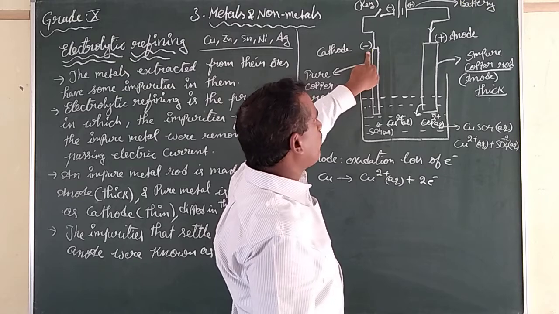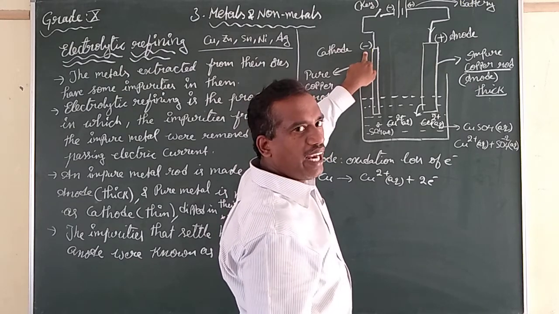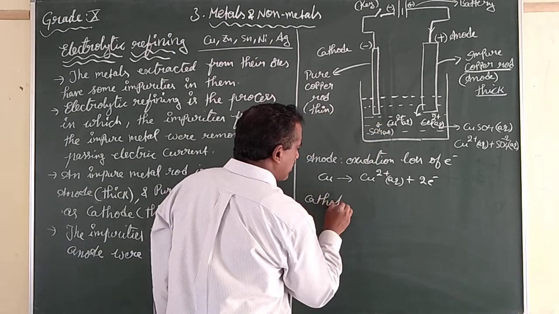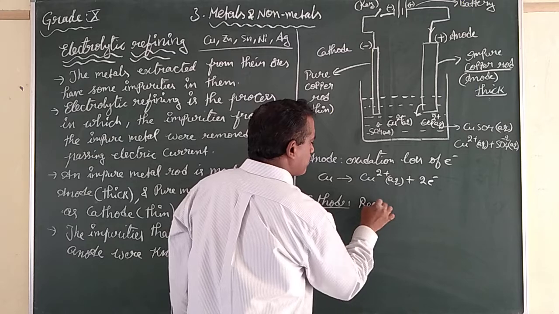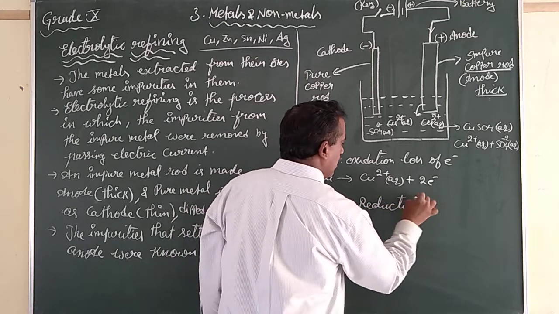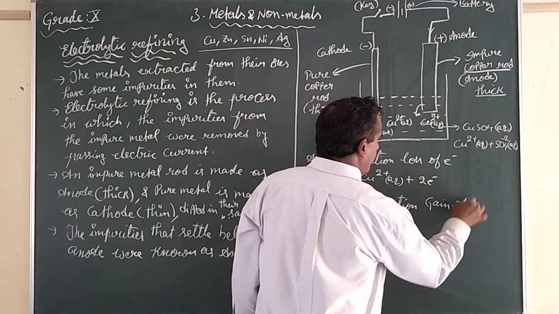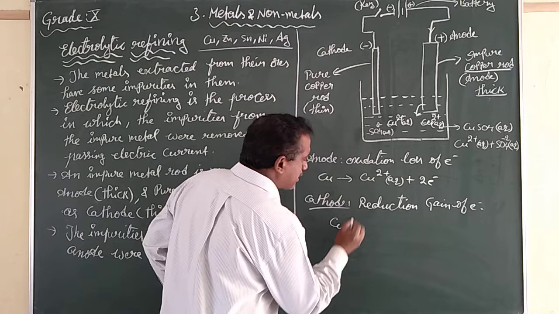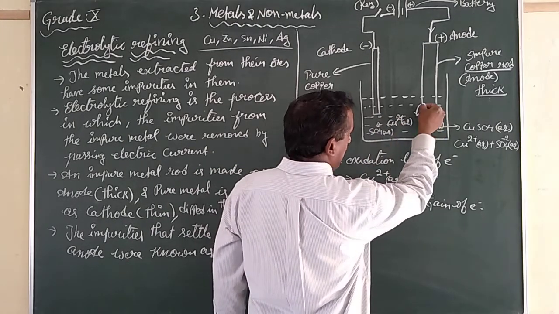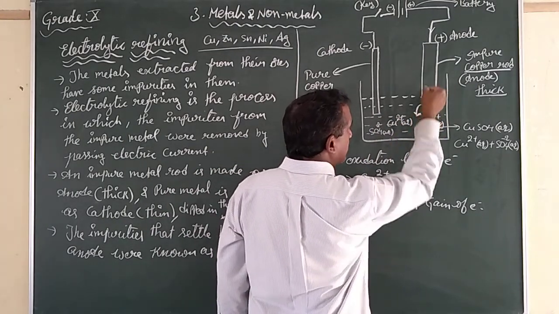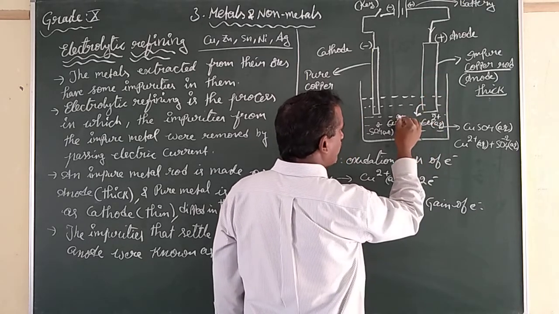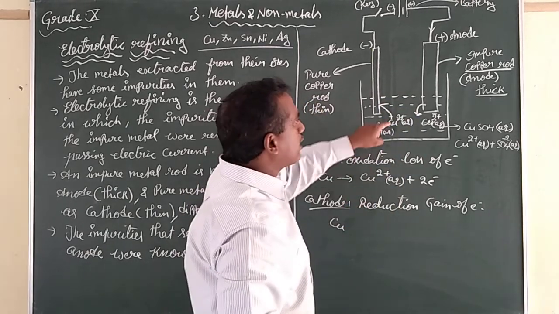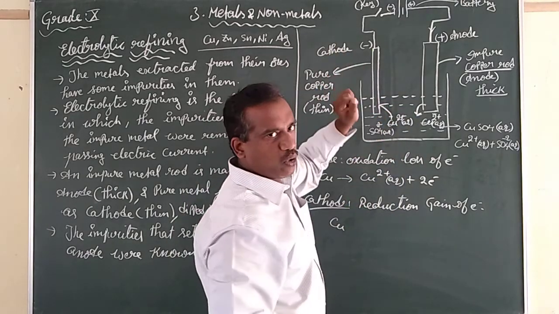But what is the cathode's work here? At the cathode, reduction takes place. What is meant by reduction? Gain of electrons. This means the number of Cu2+ ions that are entering into the solution from the anode will be equal to the number of Cu2+ ions that are getting deposited at the cathode.